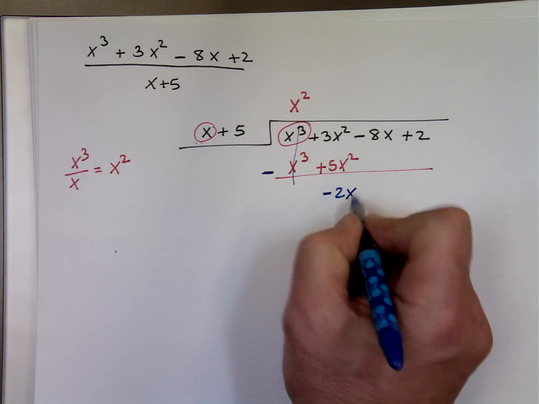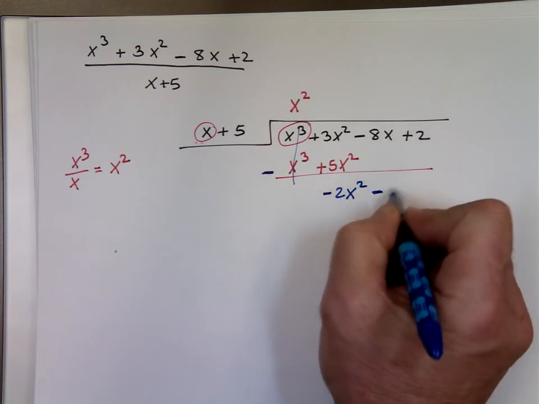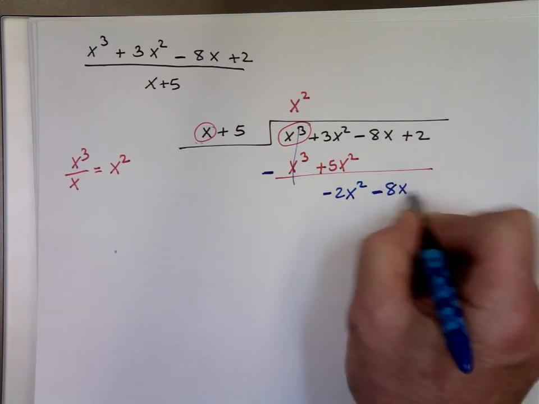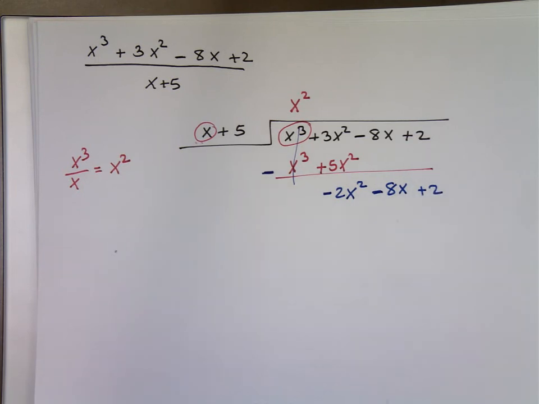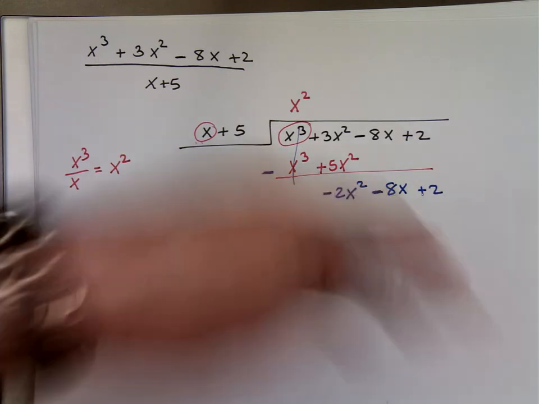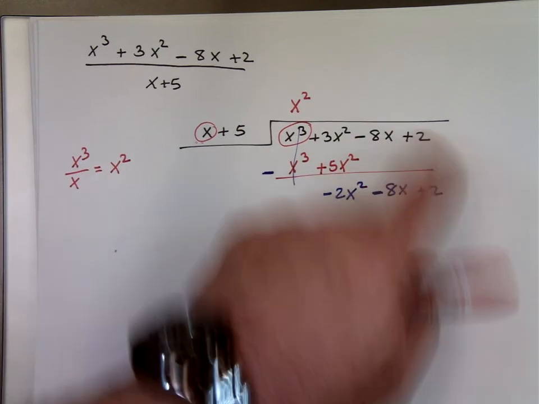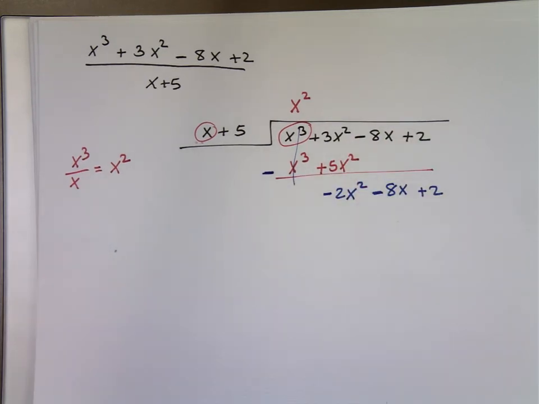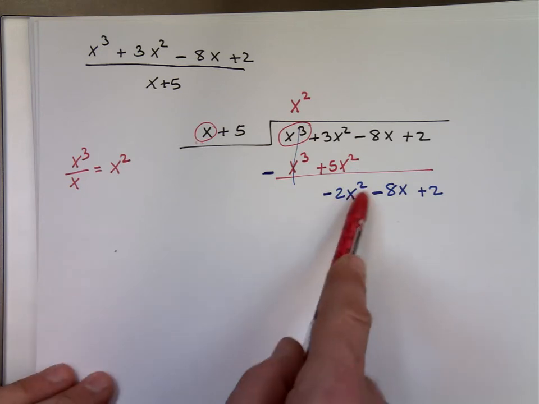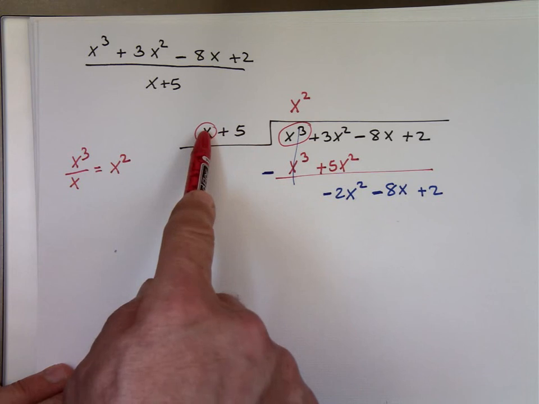I'm going to bring all of it down so I don't have to look back up there. I'm going to bring the whole thing down, so this way I don't have to keep going back to that line. So I'm just dropping everything down. I brought this one down and this one down. Again, as long as the power of x is equal or higher, it can still divide.